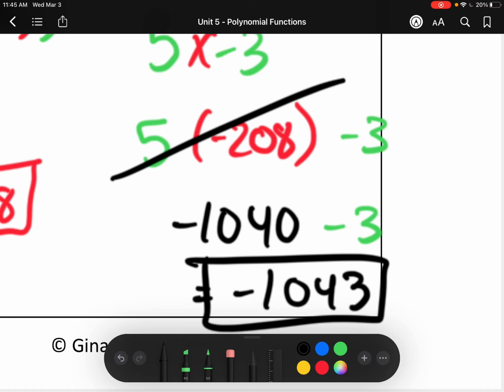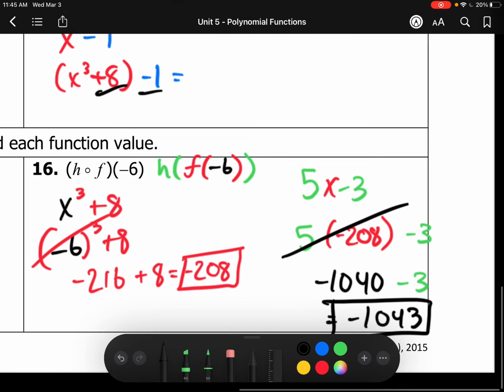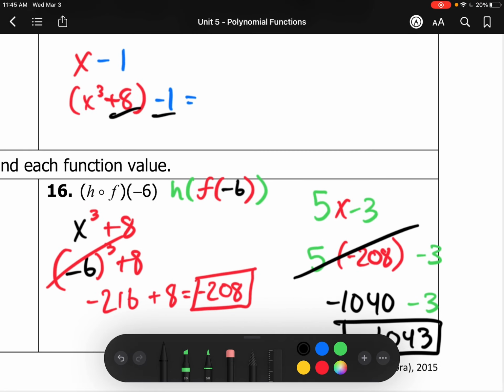So same answer, a couple more steps, and the steps kind of drawn out, but as long as you get the correct answer, you can do it in either way.